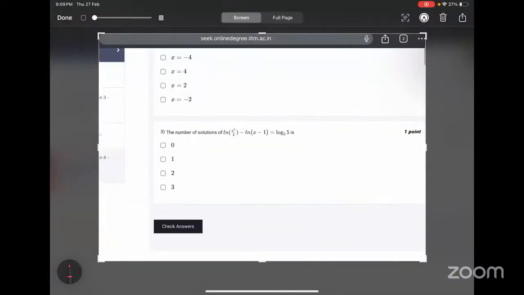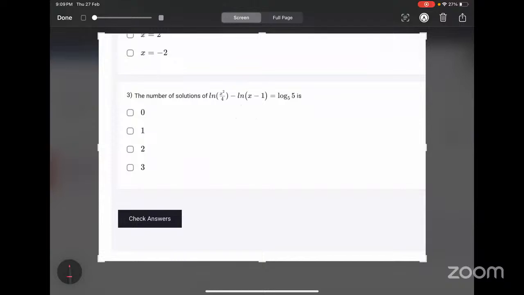Here we have to find the number of solutions. So first our target is to solve this equation. How can we solve this equation? Ma'am, the logarithmic property of x squared divided by 4 into x minus 1. Yeah. So first we will take ln of x power 2 by 4 into x minus 1, and this equals 1, right? Yes, ma'am. Now we will take e power on both sides.